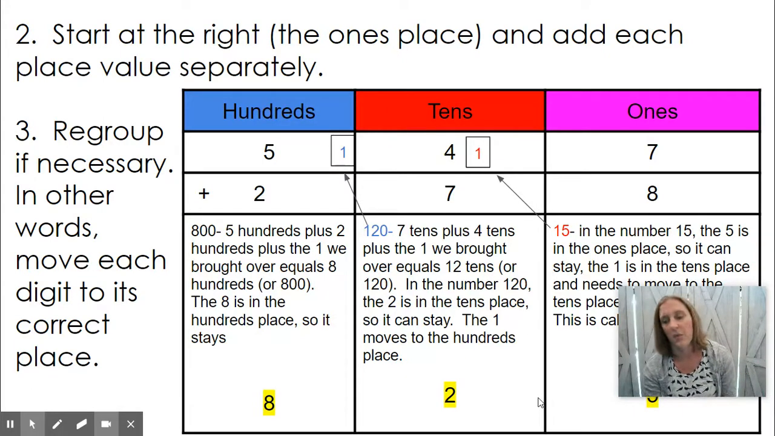So let's take a look at our example. In the ones place, we stacked 7 over 8. So 7 plus 8 is 15. The 5 goes below the ones place, and the 1 is regrouped into the tens place. So that gives us 7 tens plus 4 tens, which is 11, plus the 1 that we regrouped, which is 12. We bring the 2 down below the tens place and regroup our 1 into the hundreds place. So again, we have 5 hundreds plus 2 hundreds, which is 7 hundreds, plus the 1, which is 8. That gives us 8 hundreds. So our answer is 825.